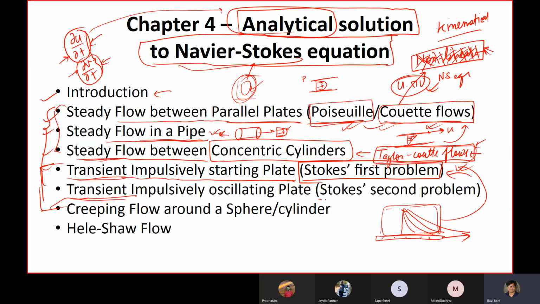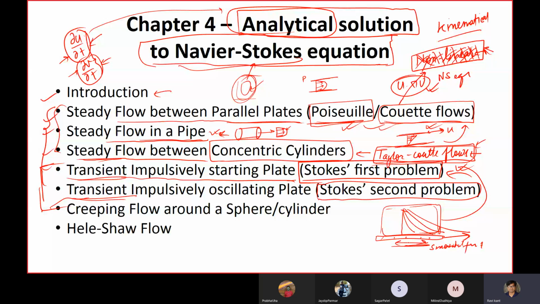We can also have Stokes' second problem, in which we oscillate this plate with a certain frequency, maybe some sinusoidal frequency, with sin omega t with time, and we seek the solution of this sort of fluid flow scenario in a transient way. You can get the solutions like this. When we reach this particular problem, we'll look upon it in detail.